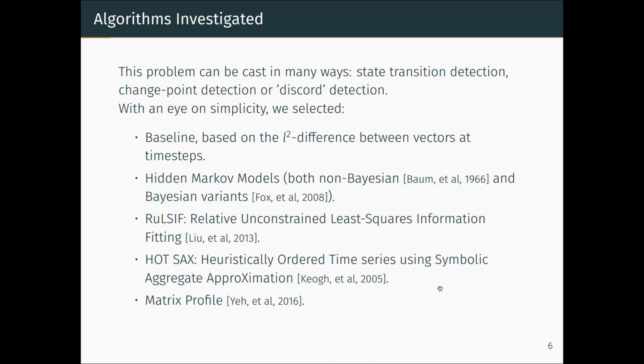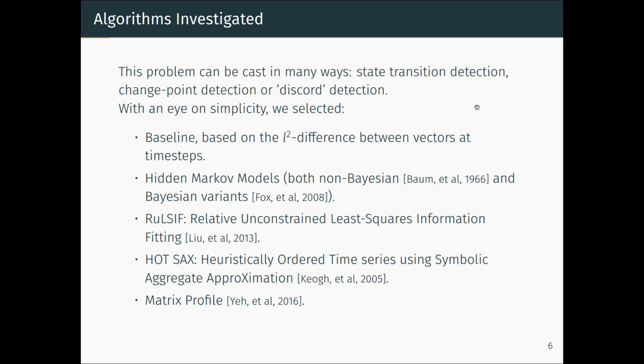This problem can be approached in multiple ways. However, with an eye on simplicity, we selected the following algorithms. The first is a baseline, which treats the counts obtained at each time step as a vector. It then computes the L2 difference between vectors at adjacent time steps. Hidden Markov models, both non-Bayesian and Bayesian variants, can segment the time series into multiple hidden states. Then, transitions between hidden states map to transitions between magnetic field regions.